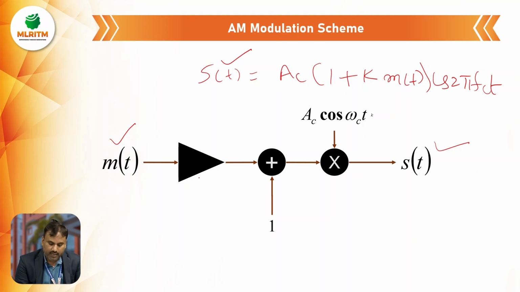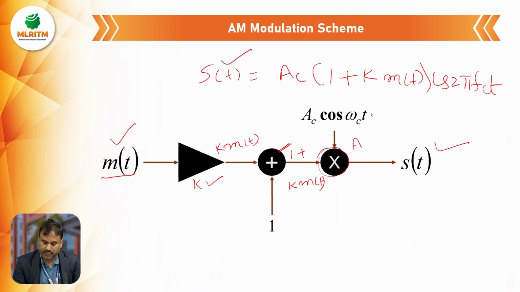Here k is the amplification factor. So m of t is multiplied with k, and you get m of t into k. Then you have an adder, so we get 1 plus k into m of t. Again you multiply with AC cos 2 pi fct, which gives AC cos 2 pi fct into 1 plus k into m of t. So this is nothing but this signal.